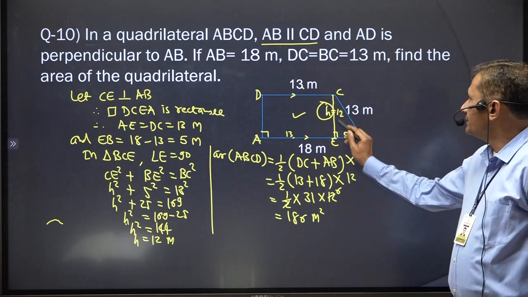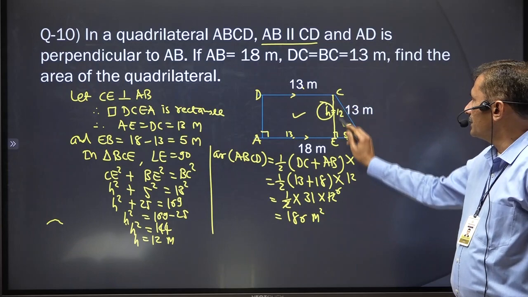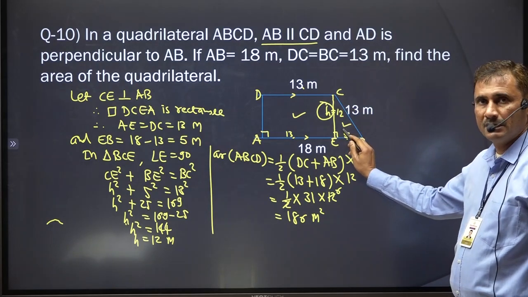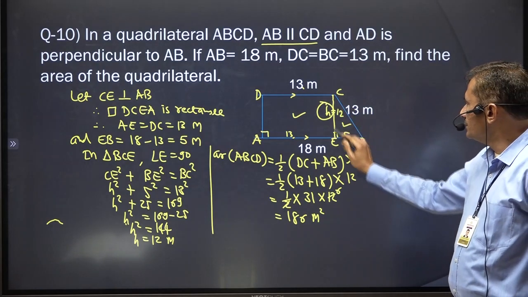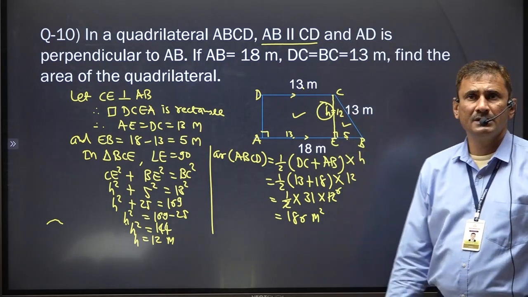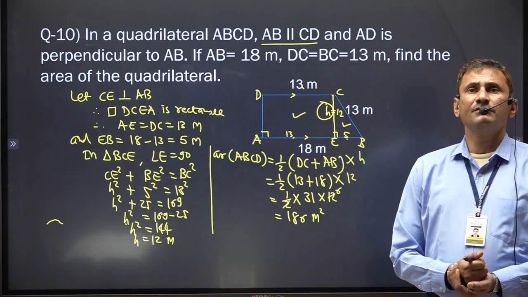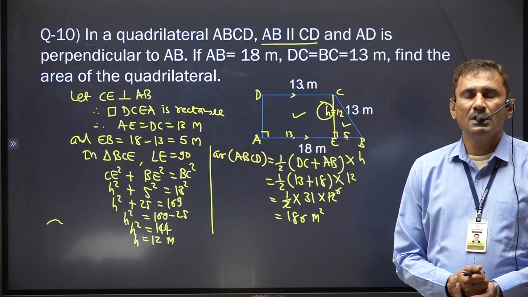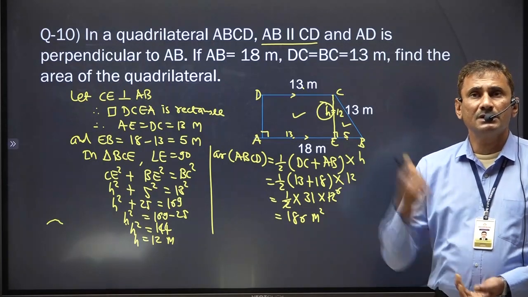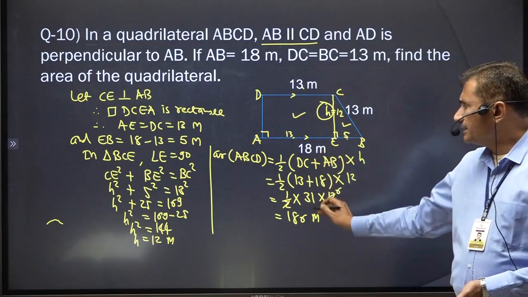So in this triangle, you can use the Pythagoras theorem. Why? It is a right angle triangle. So here use the Pythagoras theorem and get the height, meaning CE. Now after getting the altitude, we can find the area of the trapezium because the parallel sides are already given in the question itself. So we just apply that formula.